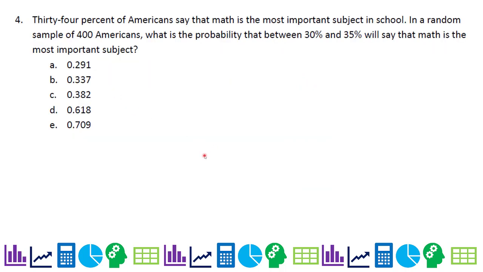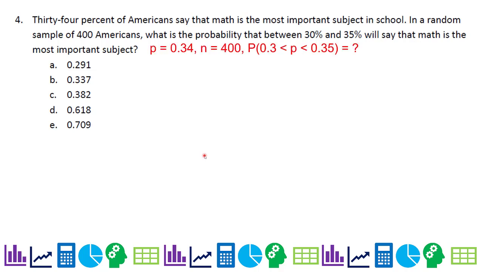34% of Americans say that math is the most important subject in school. In a random sample of 400 Americans, what is the probability that between 30% and 35% will say that math is the most important subject? Should be more. Anyways, so let's write down what we know.